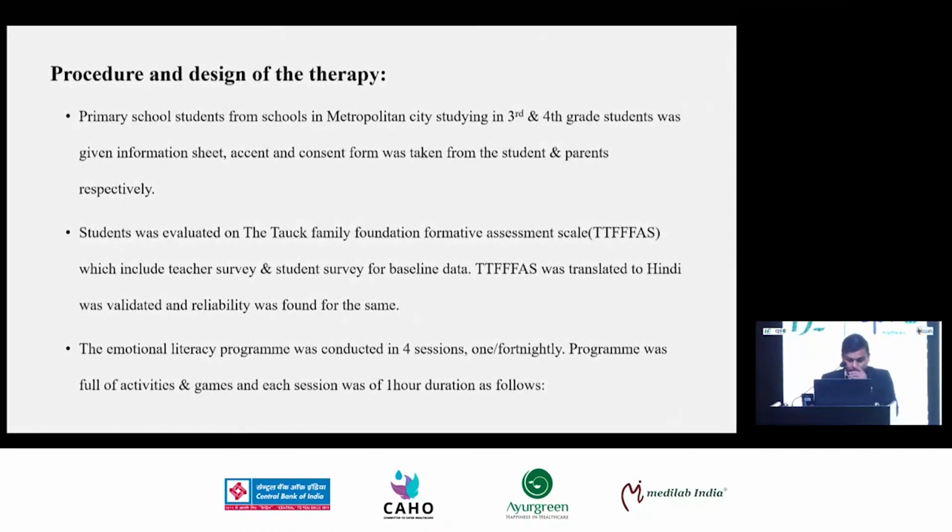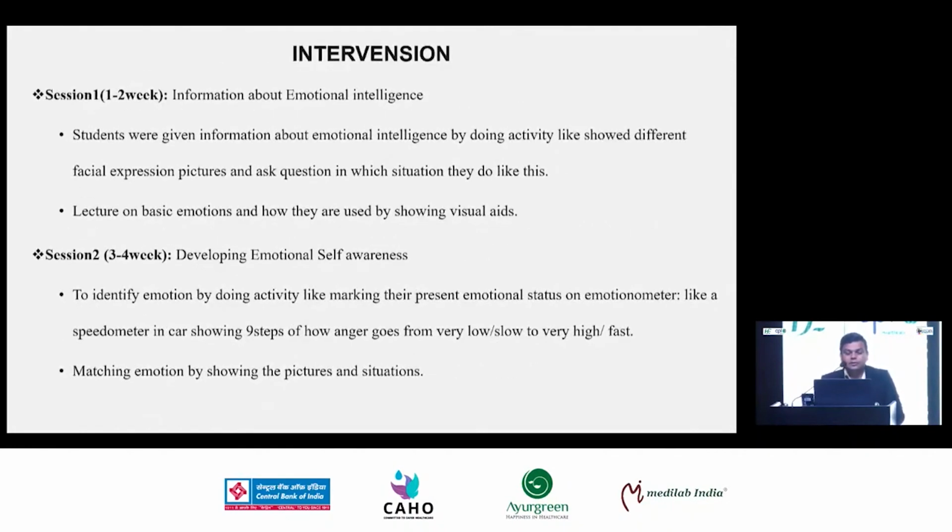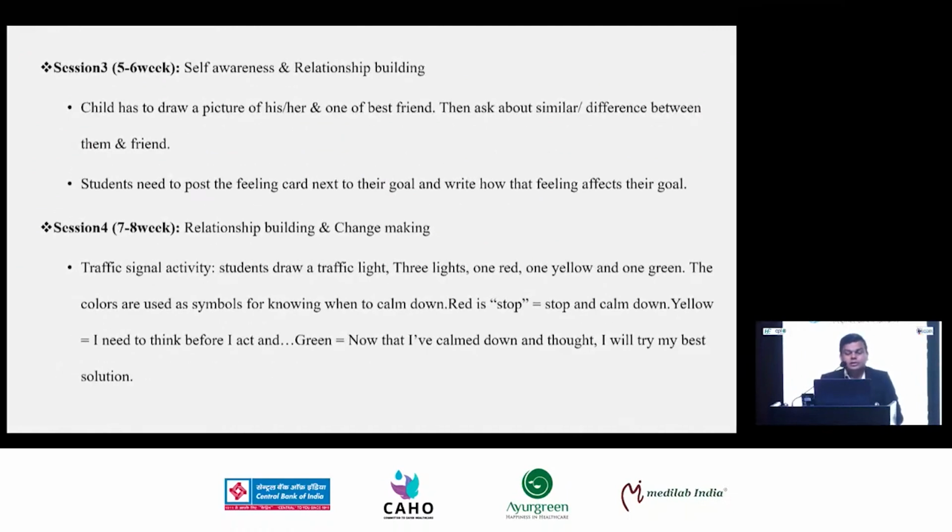The emotional literacy program was conducted in 4 sessions, 1 fortnightly. The program was full of activities and games, and each session was of 1 hour duration as follows. Session 1, weeks 1 to 2: students were given information about emotional intelligence, and lectures on the basic emotions were taken. Session 2, weeks 3 to 4: to identify the emotion by doing activities like marking their personal emotional status on an emotionometer and matching emotion by showing pictures and situations. Session 3, weeks 5 to 6: the child has to draw a picture of himself or herself and of his friend and make out the differences and similarities.